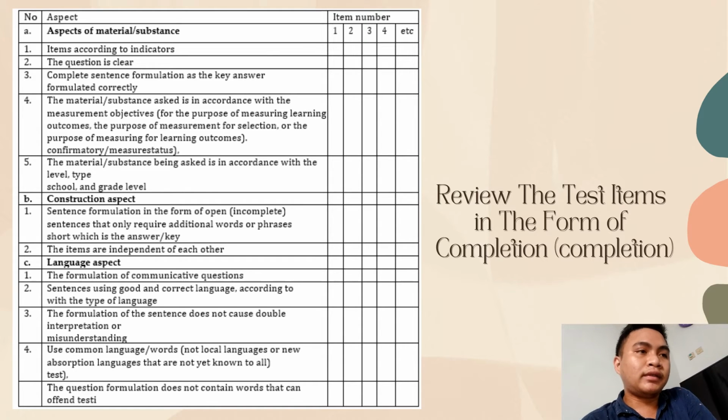And the construction, this one is a little bit different. Sentence formulation in the form of open or incomplete sentences that only require additional words or a short phrase which is the answer or key. The items are independent of each other. And the language aspect: the formulation of communicative questions. Sentences use good and correct language according to the type of language. The formulation of the sentence does not cause double interpretation. Use common language. And then the last is the question formulation does not contain words that can offend test takers.